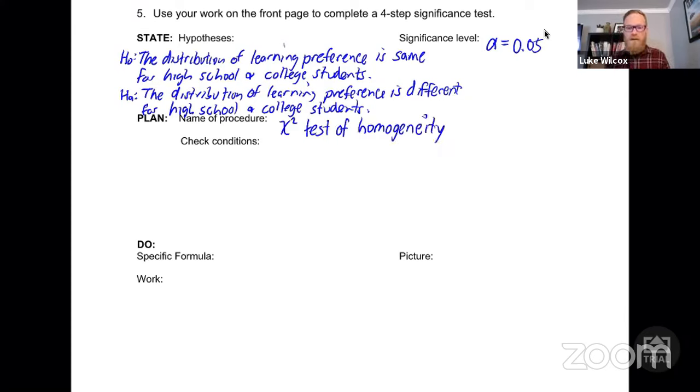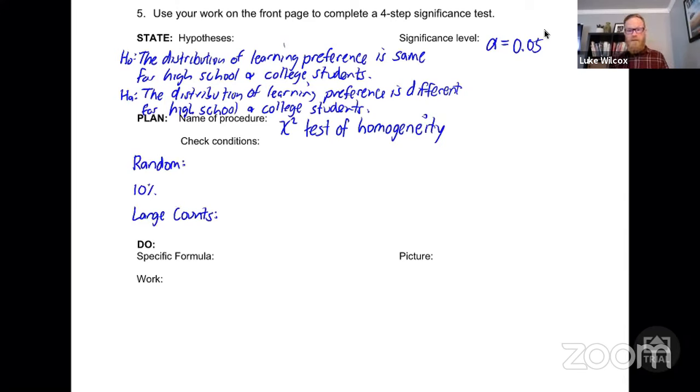And we are now ready to check our conditions, and I hope these conditions look very similar to what we talked about in yesterday's lesson. We have 3 of them: the random condition, the 10% condition, and the large counts condition. So let me remind you of what each one of those says from yesterday.